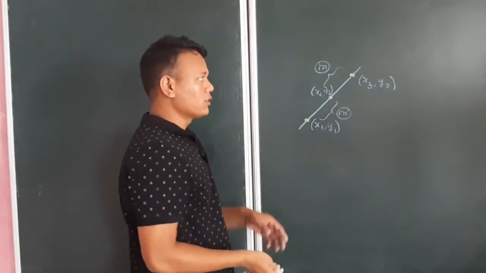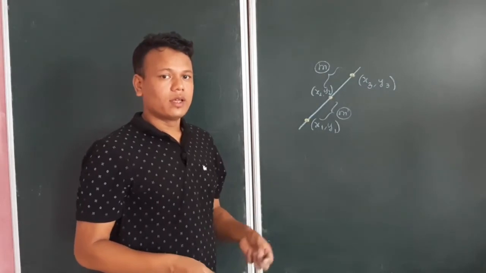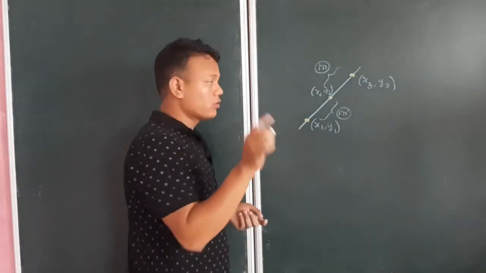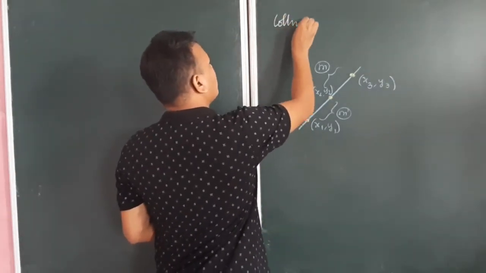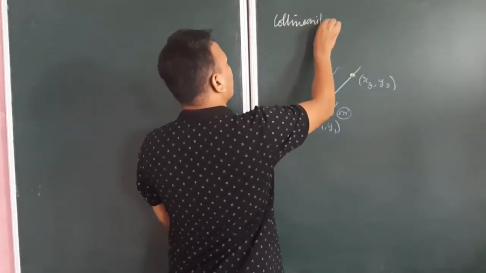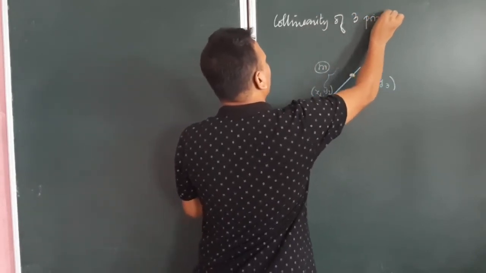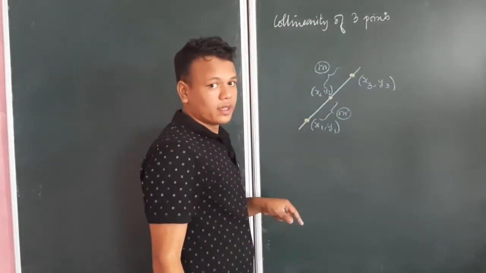Okay, so that means here I am going to talk about a very important property, and the property is collinearity of 3 points. Again, you need to write this in your diary. So collinearity of 3 points. Okay, so the 3 points are x1 y1, x2 y2 and x3 y3.